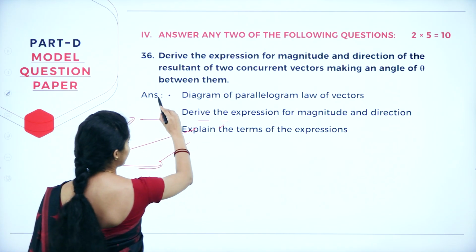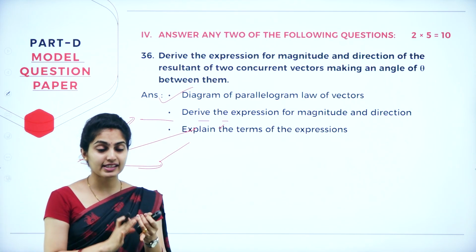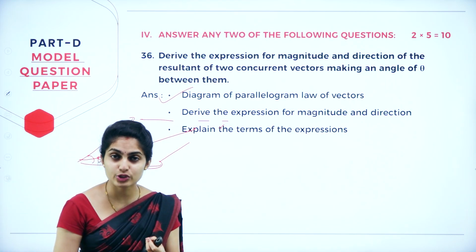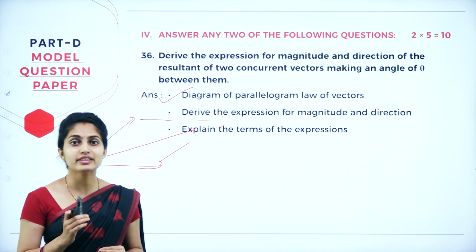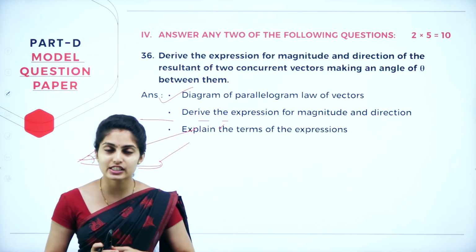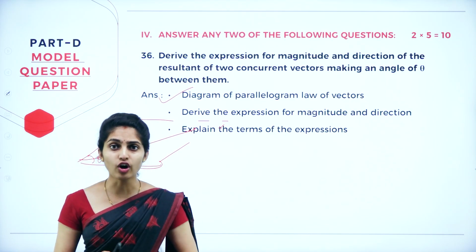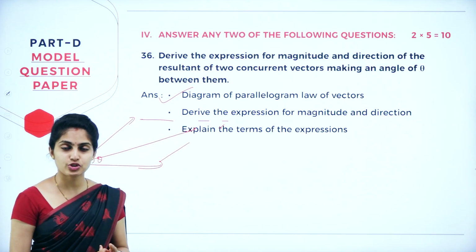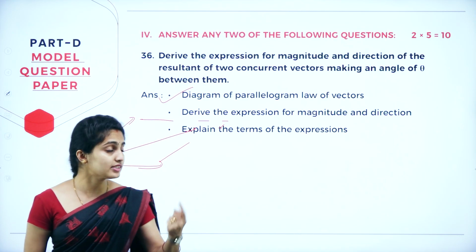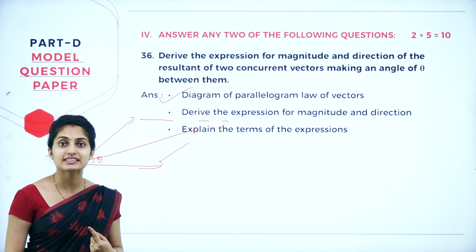One will be your diagram, a neatly labeled diagram showing exactly where the angle comes and which vector is which. Each and everything you will have to draw neatly. Refer to the textbook: however it is given there, you can just reproduce it in your paper. A neat parallelogram diagram has to be drawn and the parts labeled, and then you derive the expression for magnitude and direction.